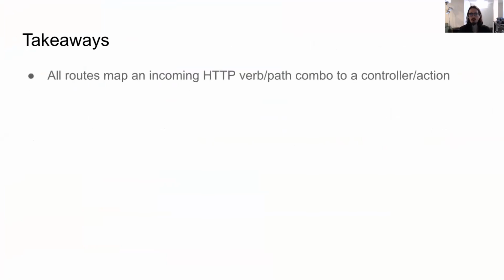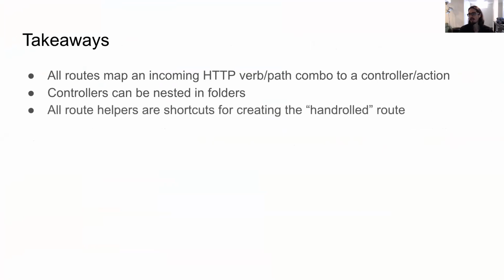So at the end of the day, I'm not going to be able to teach you everything about routing, but the important takeaway here, which goes back to the beginning of the mod, is that all routes map an incoming HTTP verb and path to a controller action. The new thing we've looked at is that your controllers can be nested in folders. But at the end of the day, all these route helpers are just shortcuts. All I'm showing you is syntactic sugar for creating the quote unquote hand-rolled, or I would say the Rails, version of your routes.